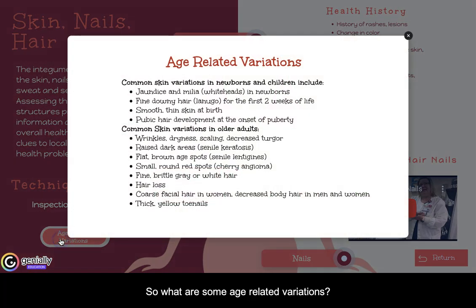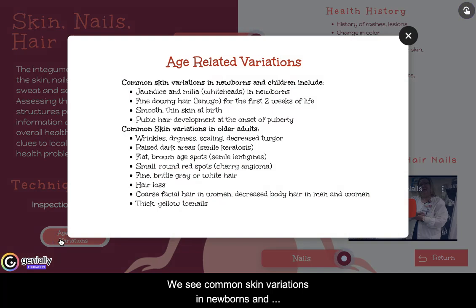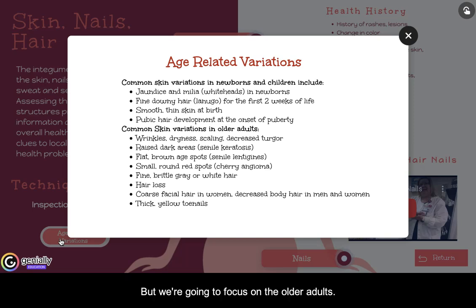So what are some age-related variations we see? Common skin variations in newborns and children include jaundice, fine downy hair, smooth, thin skin at birth, and pubic hair development at the onset of puberty. But we're going to focus on the older adults. What are normal age-related variations?